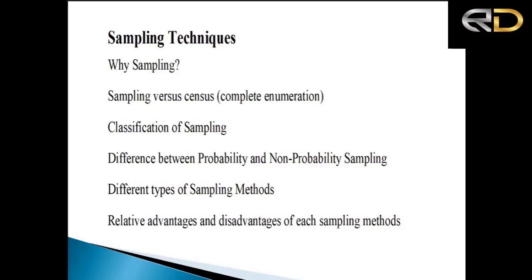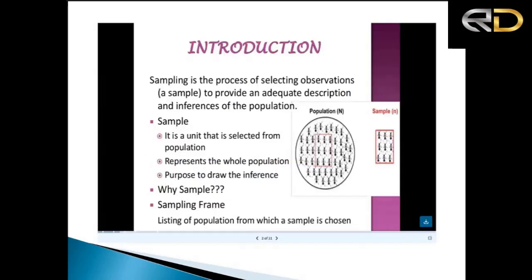We'll later talk about both types of sampling, random and non-random. We will discuss different sampling methods for both probability as well as non-probability sampling, and definitely we will discuss the relative advantages and disadvantages of the different methods.